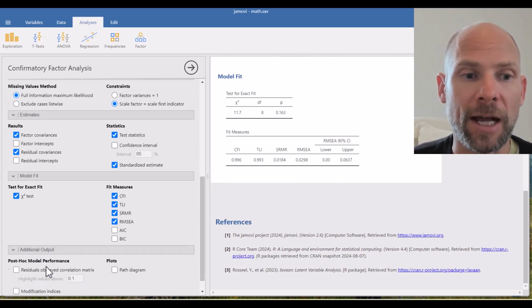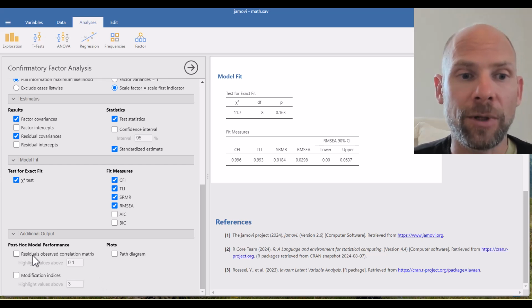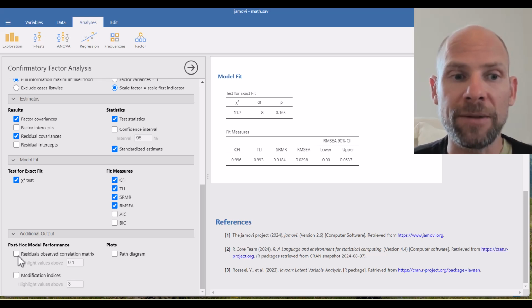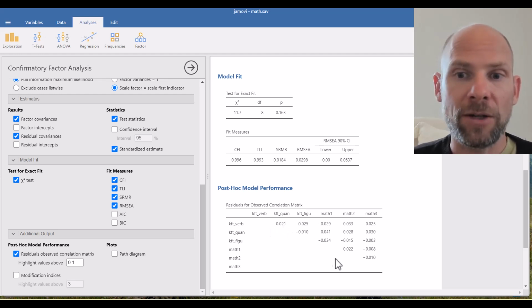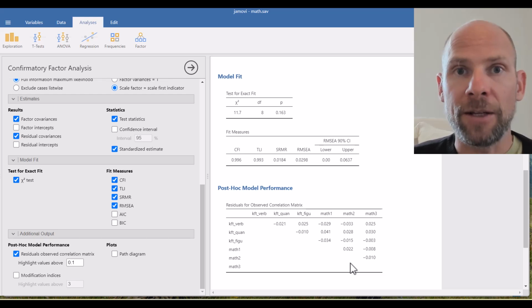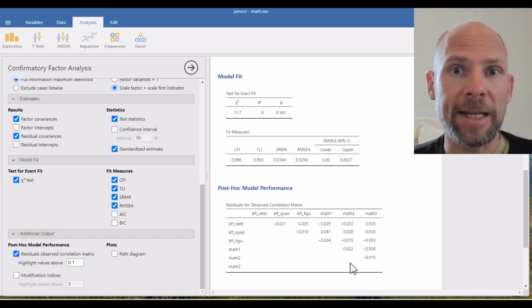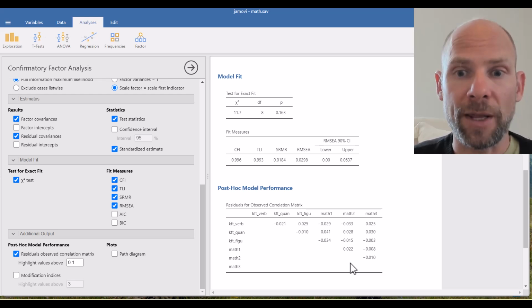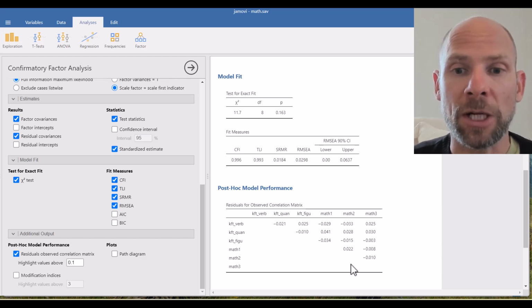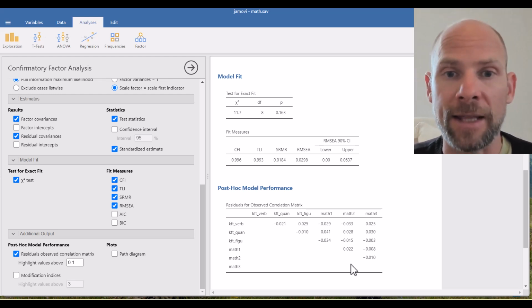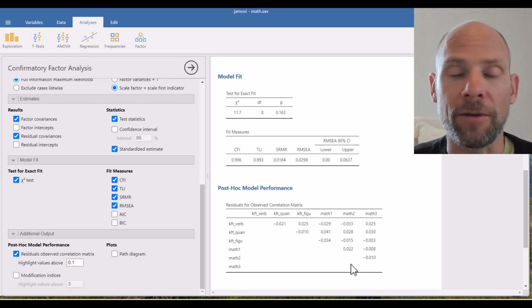When we click on additional output, you can take a look at the residual correlation matrix. So that's another way to look at model fit or model misfit. When we click on that, we get the residuals for the observed correlation matrix, meaning those values that show us to which extent the observed correlations can be reproduced by the model. And you can see that those are all close to zero, indicating that the model does a good job reproducing the observed correlations in our data. So there's not much left over. And that, again, indicates that the model does a good job here, fits the data well.